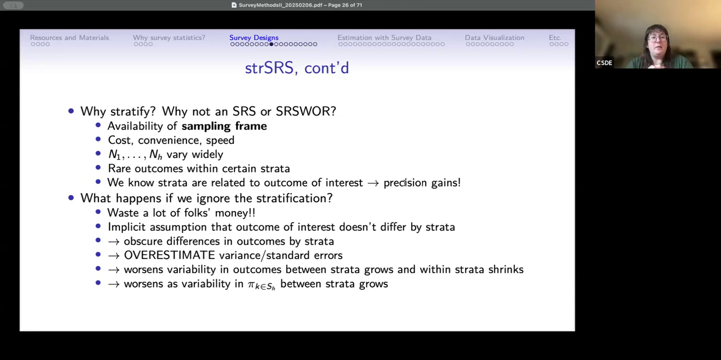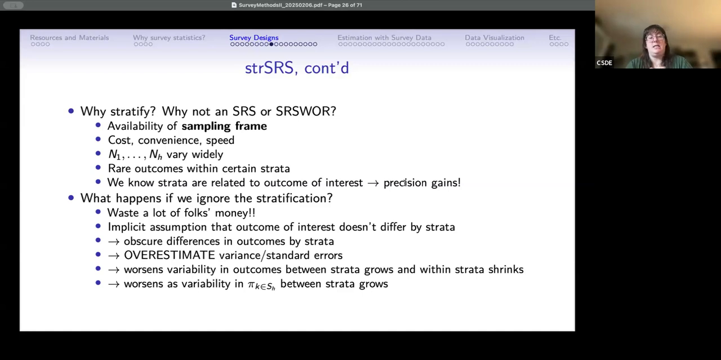If we ignore stratification in our analysis and it's in our data, we might waste a lot of people's money, right? There might have been some very good reasons for why these strata were chosen. It makes an implicit assumption that the outcome of interest doesn't differ by strata, which may or may not be true. It obscures differences in the outcomes by strata. So if we don't a priori have a hunch or know about how the outcome would vary across strata, it's going to obscure those differences. We're going to overestimate our standard errors, which is like the worst statistical sin. Like no one wants to underestimate them, but overestimating them is sort of shooting yourself in the foot.